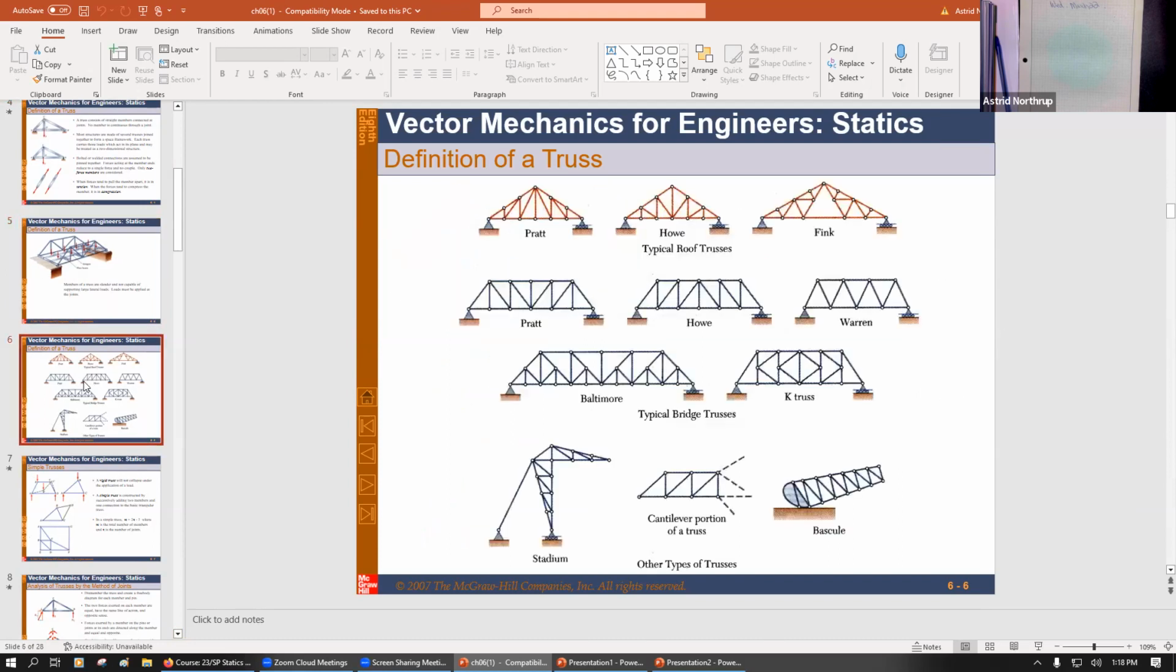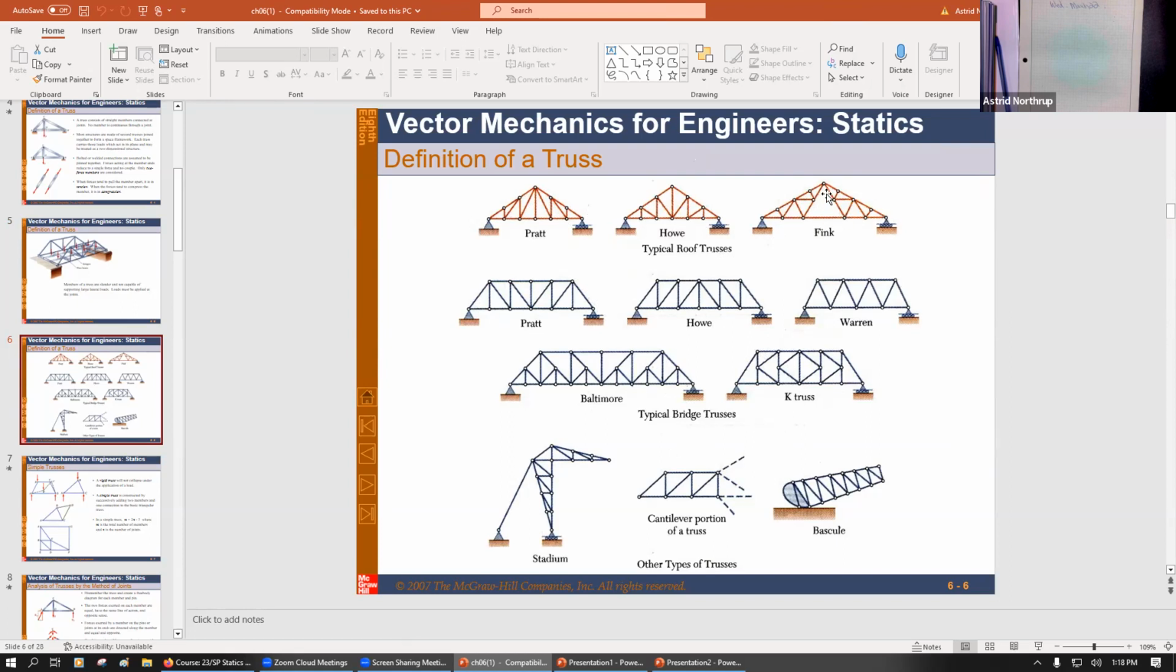This next is a diagram of different types of trusses. Pratt, Howe, and Fink are typical roof trusses. Pratt's also fall into the bridge truss form, and it's just based on the geometry. Howe, Warren, Baltimore, K's, and then there are some other types of trusses and general trusses. One thing you can notice about roof trusses, they tend to be pointy, just because that's how roofs are constructed. Bridge trusses tend to be flat on the top or to have a different type of geometry. But in all cases, they are sums of triangles.